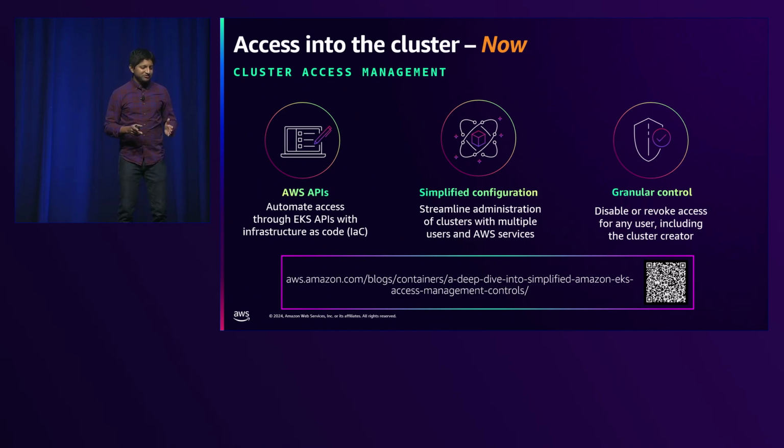We strongly encourage you to take a look at Cluster Access Management. For EKS, that is the future. That is where we are heading. All the new features, all the capabilities will be built on Cluster Access Management. And if you have an existing cluster that's using the older AWS auth config map, we strongly encourage you to move. There is a simple, easy way to migrate from the config map to Cluster Access Management.